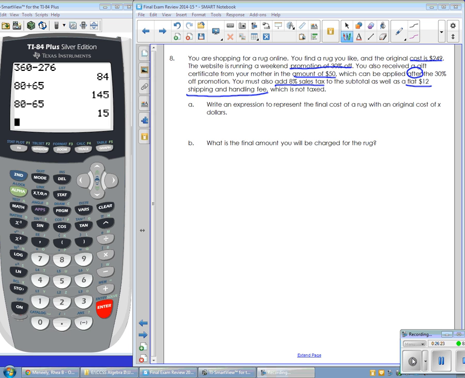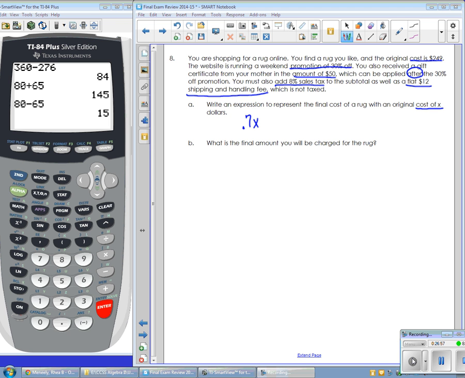So if we use a value of x as the original cost, the first thing we want to do is apply the 30% off. Well, if I'm paying 100% of something and I take 30% off, that means I'm actually paying 70% of the value of the rug. And so that means this expression is going to become 0.7, because remember, you want to change all of your percents to decimals. So that's going to be 0.7x, or 0.70x if you want to do it that way.